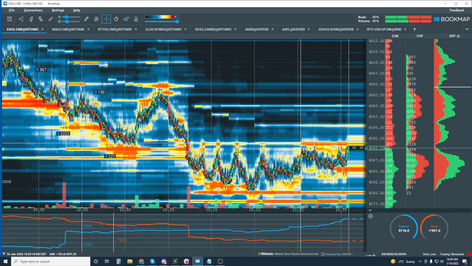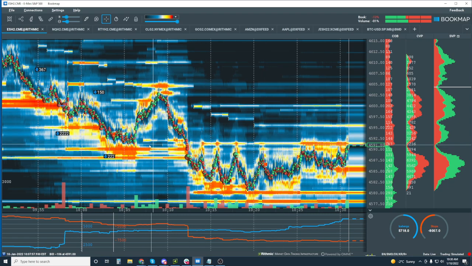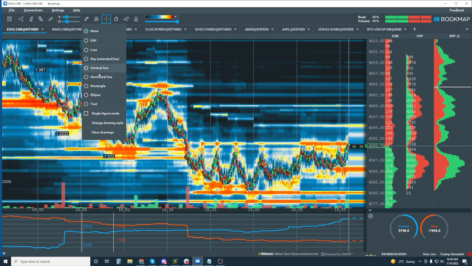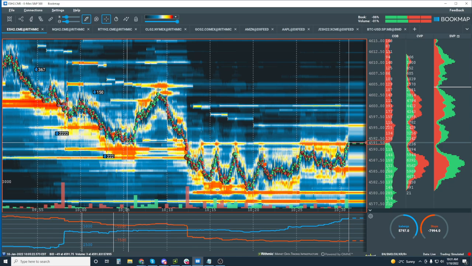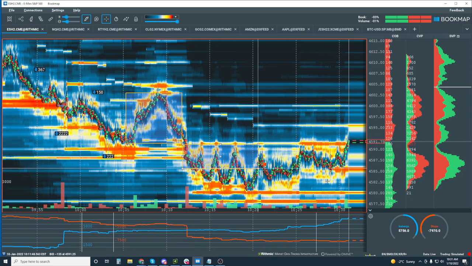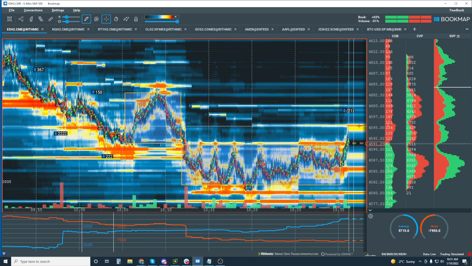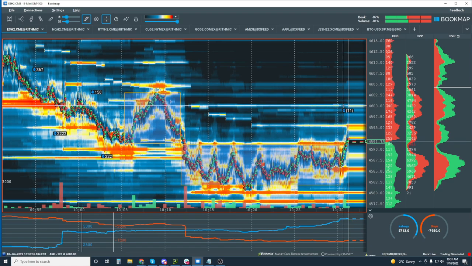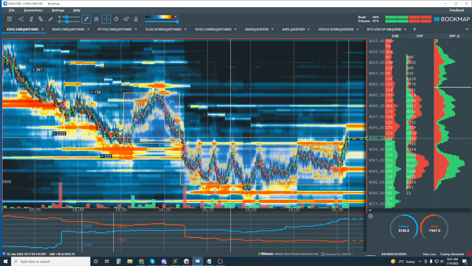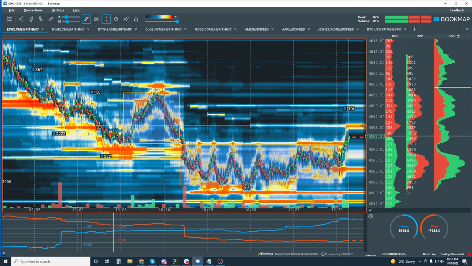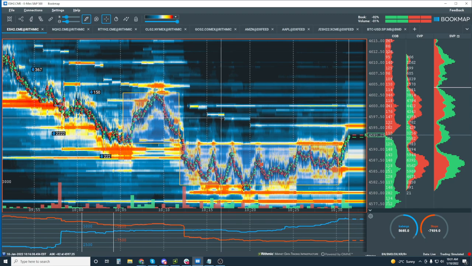I think we should get a continuation, but this is an important structural area here. And here it is, right here, and then right here. So are we going to break out from that? Well, we really need to see the buyers pick it up here. If they do, we should get right up to this liquidity here at 95. And then also 4,600, this is where it dropped from. Yeah, looks good. I think they're going to go for it, 95.